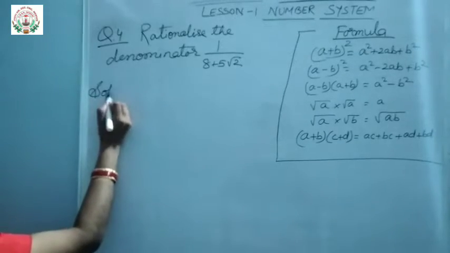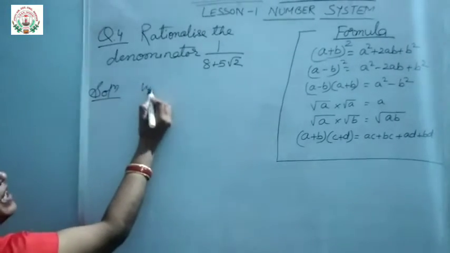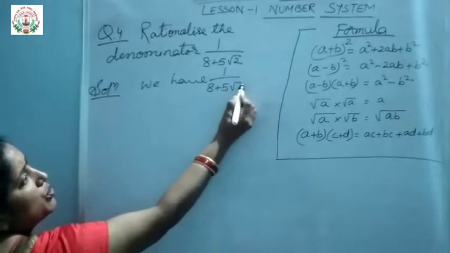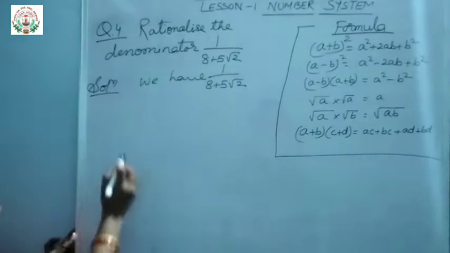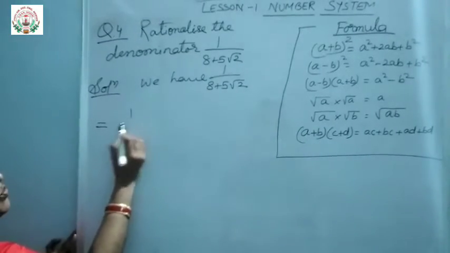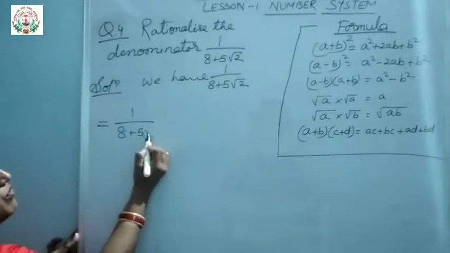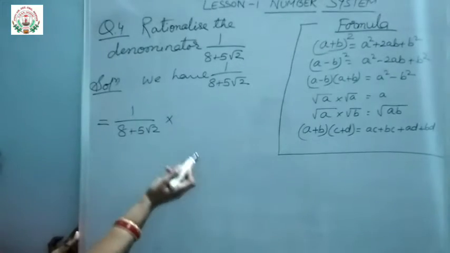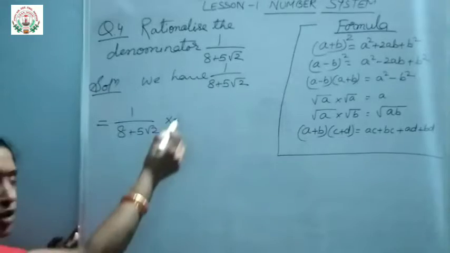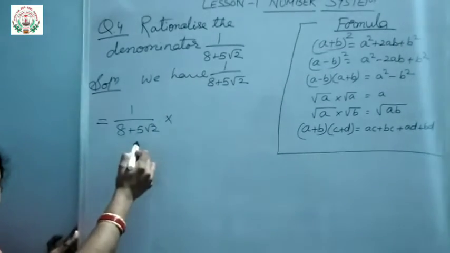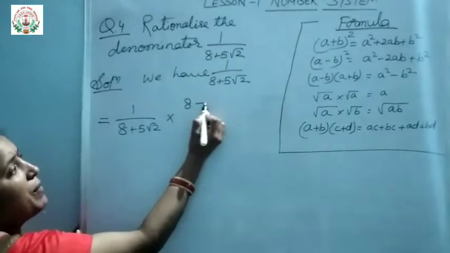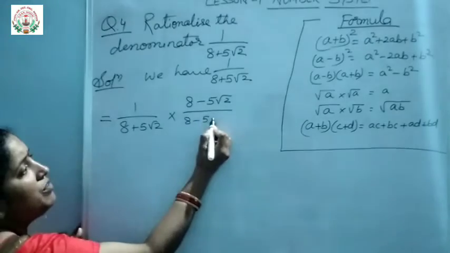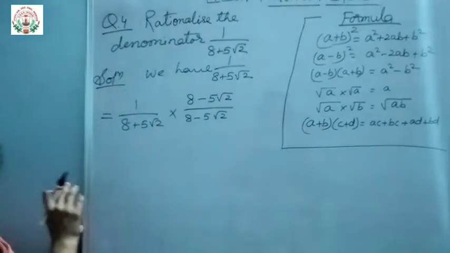So solution, we have 1 upon 8 plus 5 root 2. This is the given number. So we'll write here equals to 1 upon 8 plus 5 root 2. Now you know that the sign here is plus. So the opposite sign of the same number will be multiplied to the numerator and denominator to rationalize that. So it will be what? 8 minus 5 root 2 upon 8 minus 5 root 2, to the numerator and denominator.